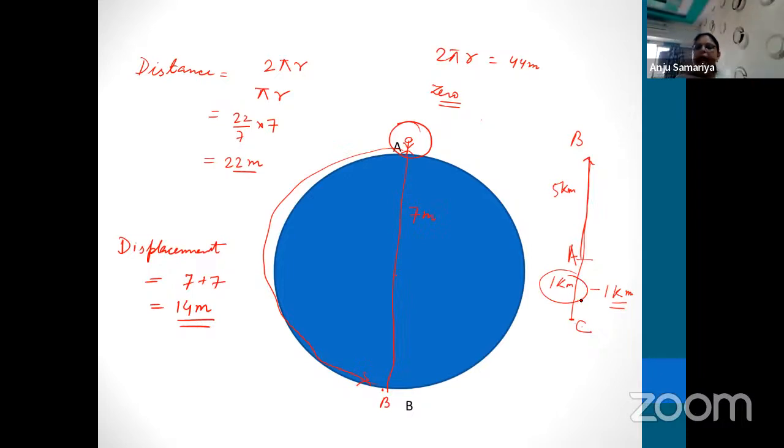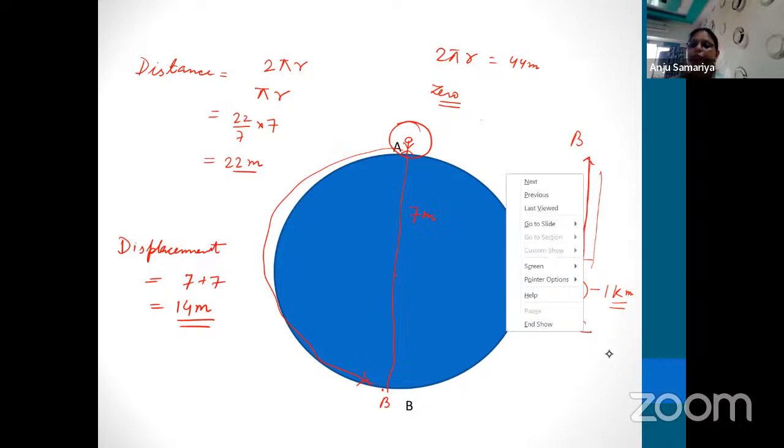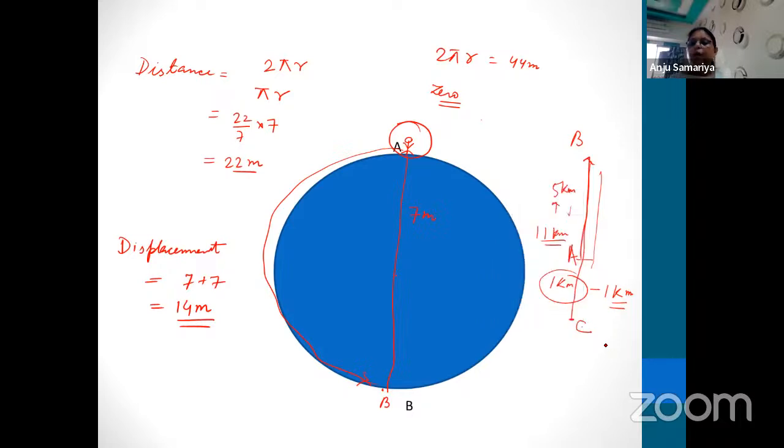So displacement can be positive, negative, or zero. But the distance will always be positive. If I talk about the distance, we will say he has gone 5 kilometers, and then 5 kilometers back, and 1 kilometer. So the total distance traveled is 11 kilometers: 5 going, 5 coming back, and 1 behind his house. So distance can never be negative.